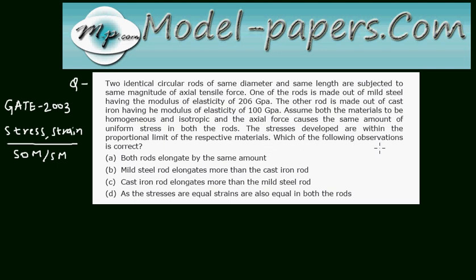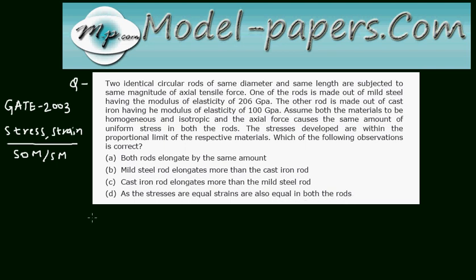Which of the following observation is correct? There are four options given here. Option A, both rods elongate by the same amount. Option B, mild steel rod elongates more than the cast iron rod. Option C, cast iron rod elongates more than the mild steel rod. Option D, as the stresses are equal, strains are also equal in both the rods.